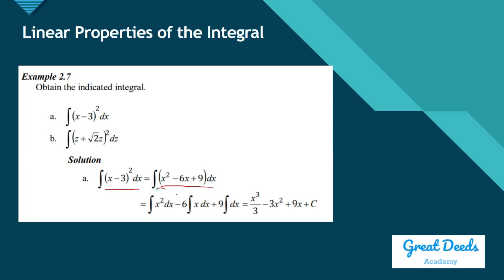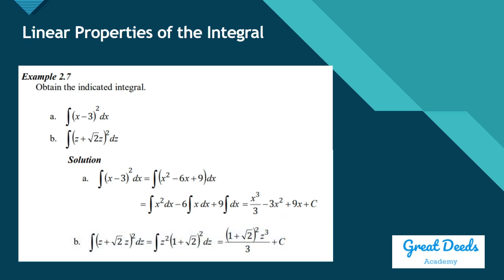So the integral of x squared becomes x cubed divided by 3. This one becomes negative 6x squared over 2, divide common factor. 2 is a common factor. That is why this becomes 3. And the integral of 9 dx is 9 times x, plus c.